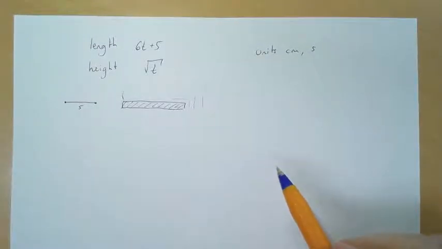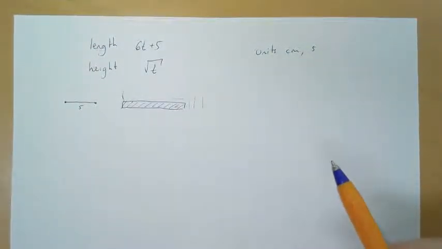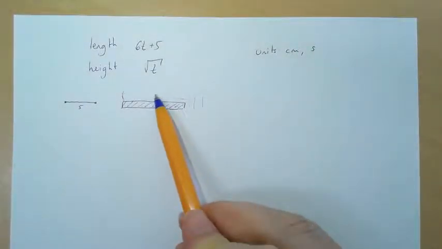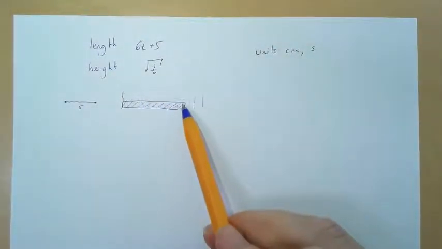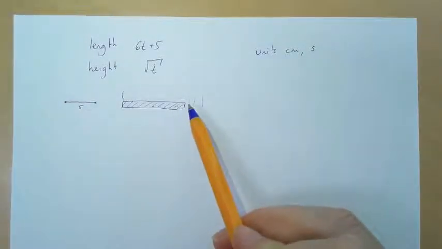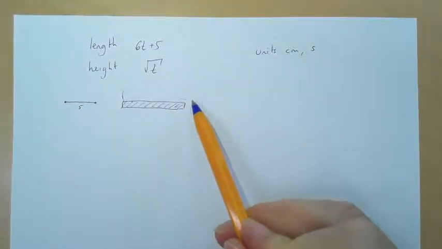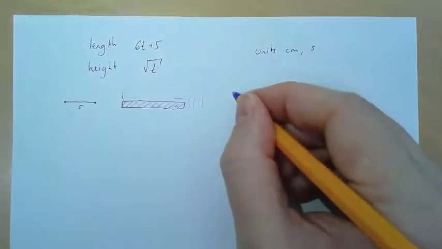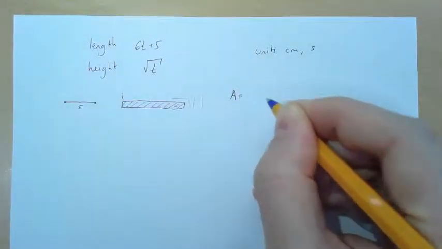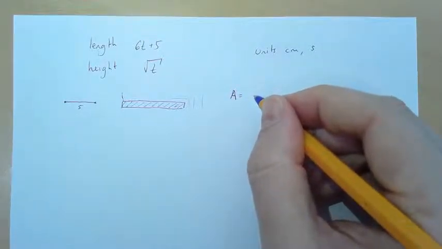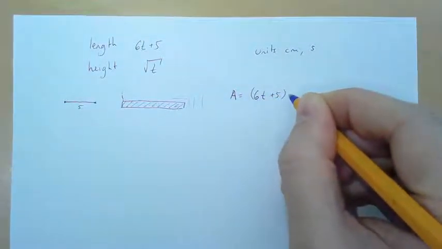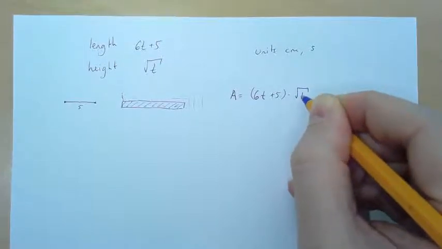The question asks us, what is the rate of change of the area? So think of it as, how fast is my rectangle eating the area around it? Is it growing super fast, or is it growing slowly, or maybe even is it decreasing in size? To do that, we need to set up an equation for the area. The area is always base times height, so in this case it's 6t plus 5 times root t.